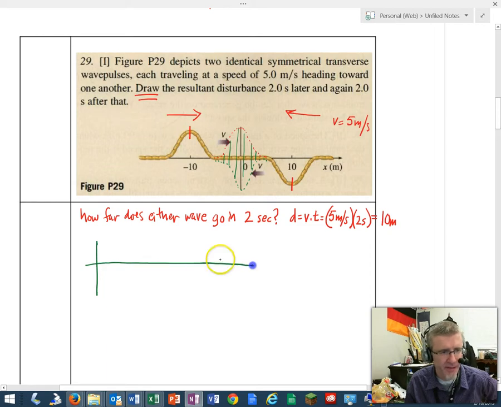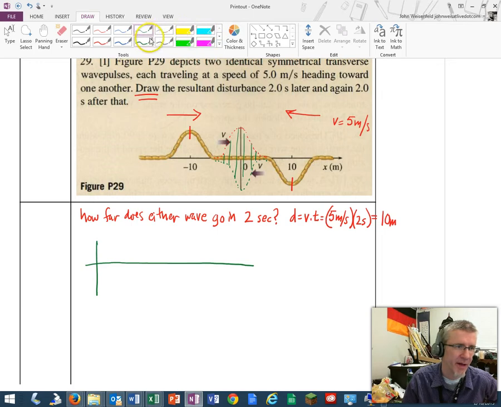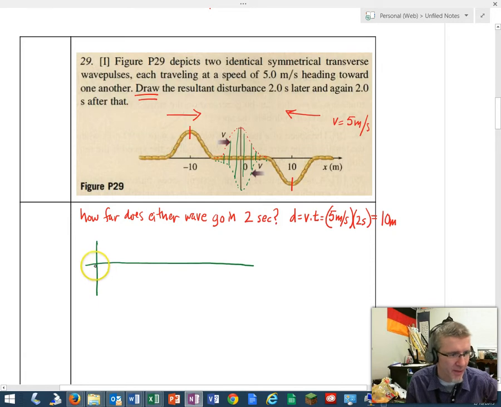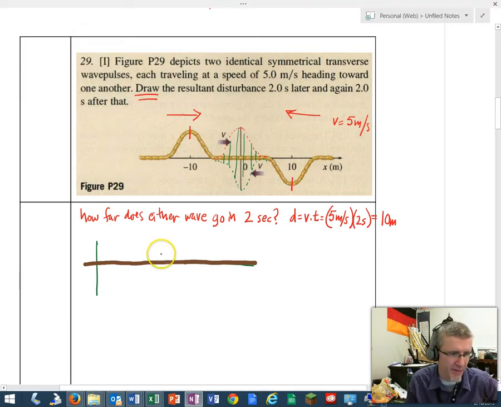So here's the string, and then let's draw on top what the wave looks like. So let's use a big old brown marker. So here's the string coming along. In 2 seconds, it's called destructive interference. So it will look like there is nothing going on with that wave. So if this is 0 and this is -10 and this is 10, the string is totally flat in 2 seconds.